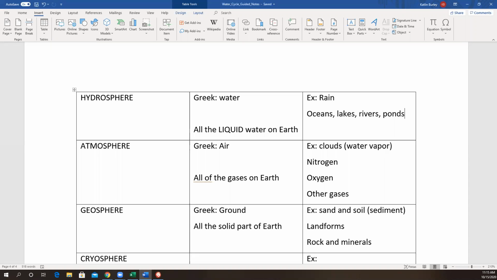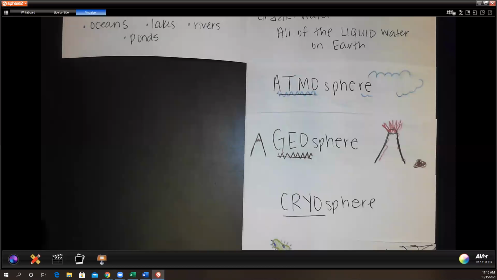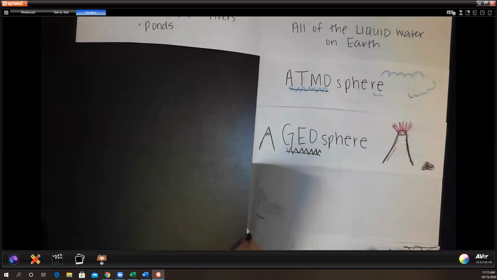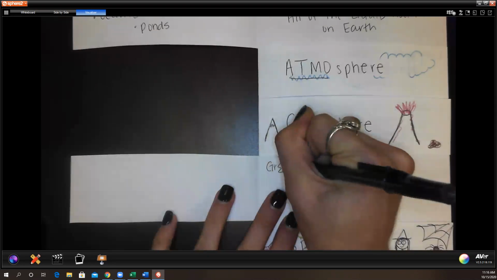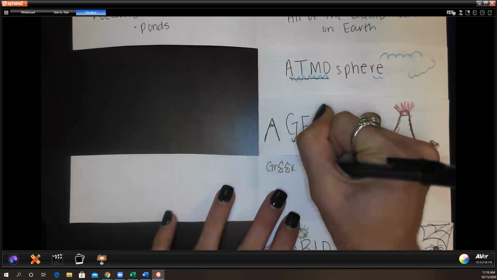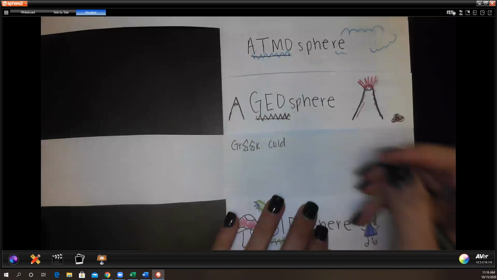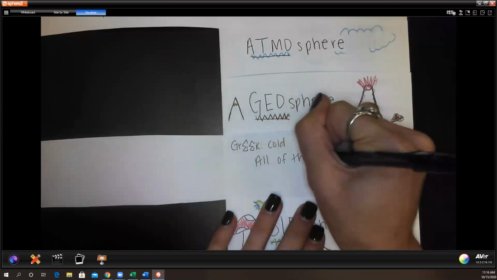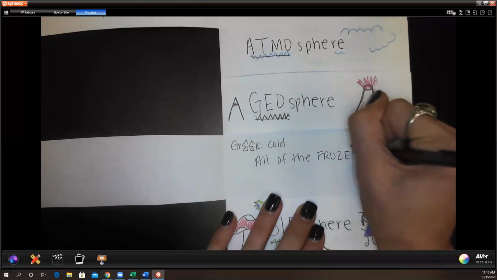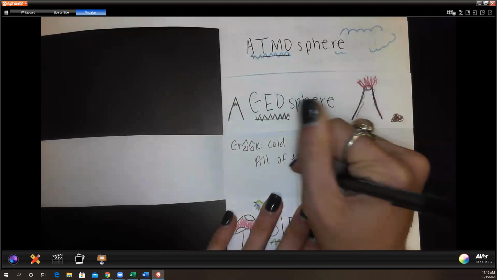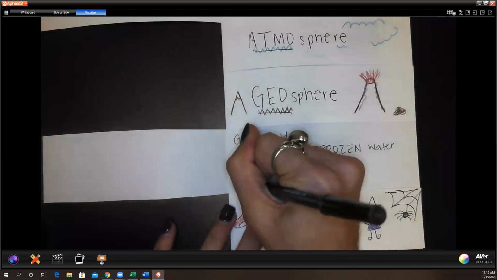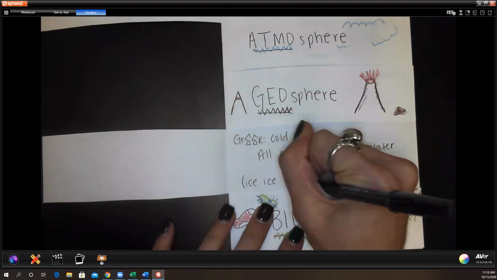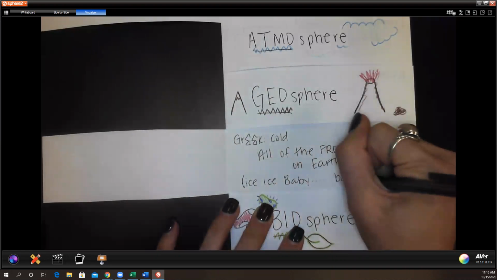All of those work. Now the cryosphere. Remember we had a trick to remember the cryosphere? Does anybody remember the trick? Ice baby. And what do babies do? They cry. In Greek, cryo actually means cold. Cold. And this is all of the frozen water on Earth. I'm even going to write our trick. Ice, baby, and then that baby's cry.